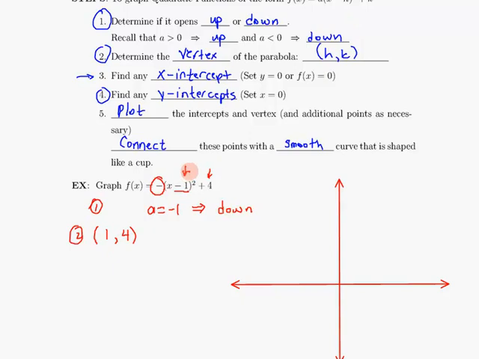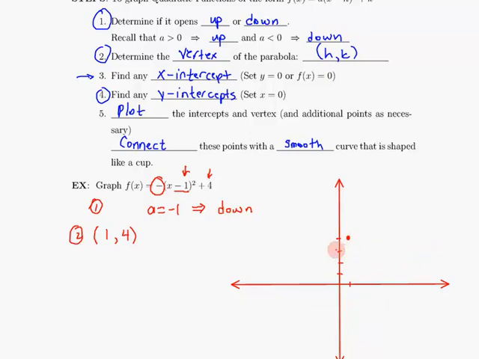Okay, inside, take the opposite sign. Outside the square, you just take the number that's there. So at 1, 4, if I go over 1 and up 4, this point right here is my vertex. Now I know it goes down from there.